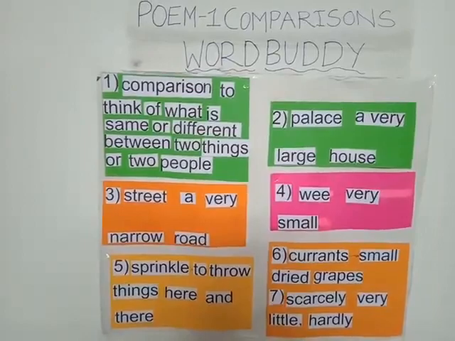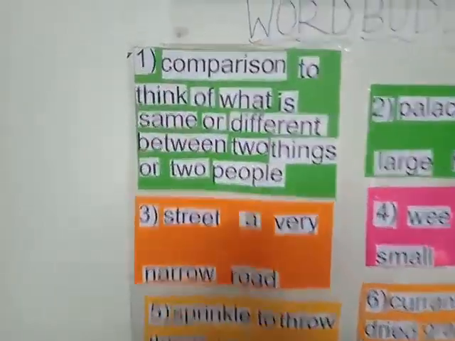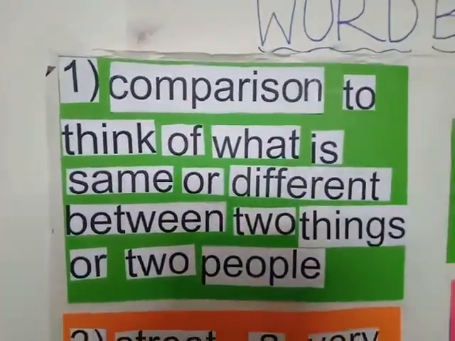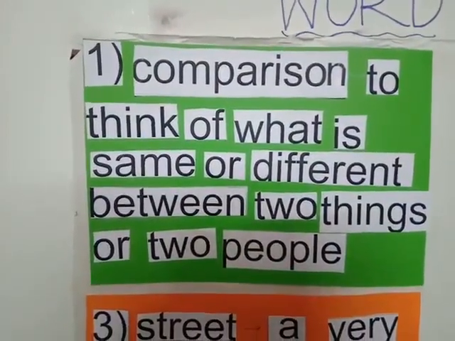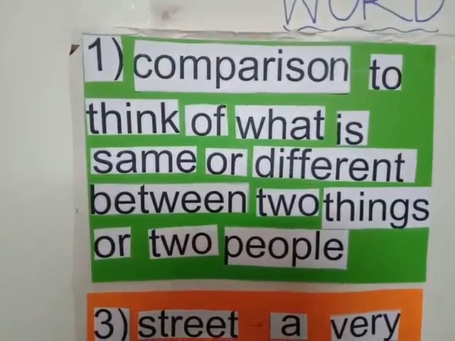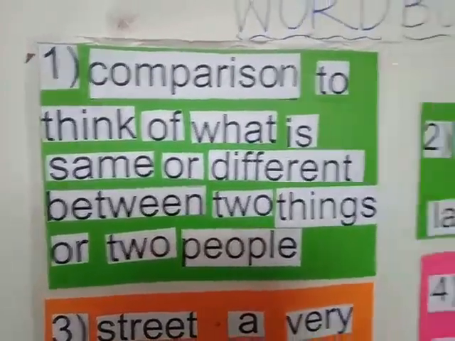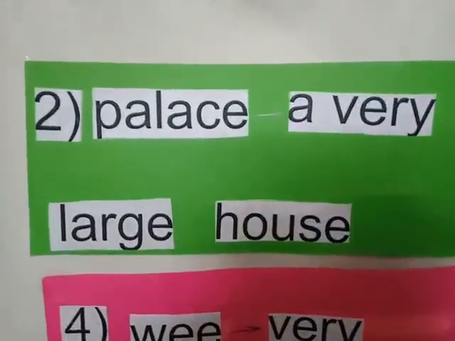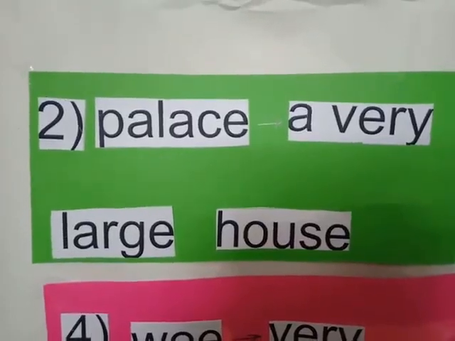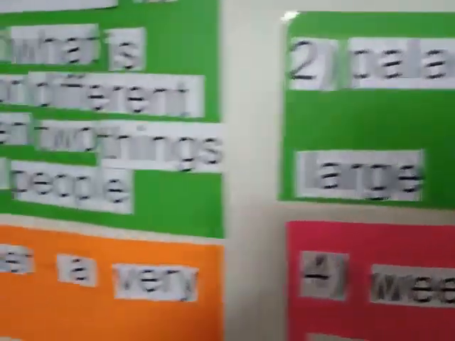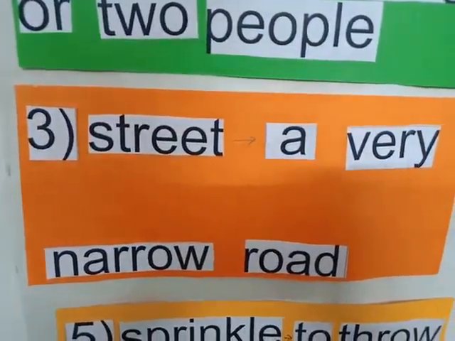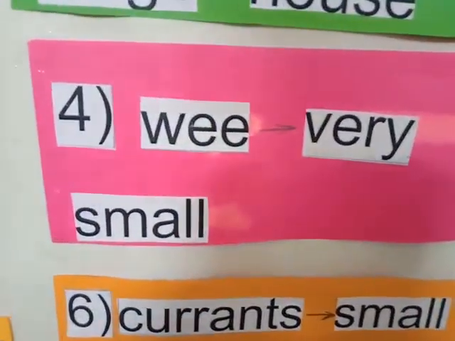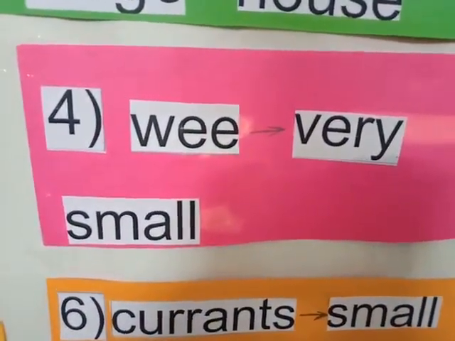Kids, here we are starting with the word body. First one is comparison. To think of what is same or different between two things or two people. Second one is palace, a very large house. Third one is street, a very narrow road. Fourth one is we, very small.